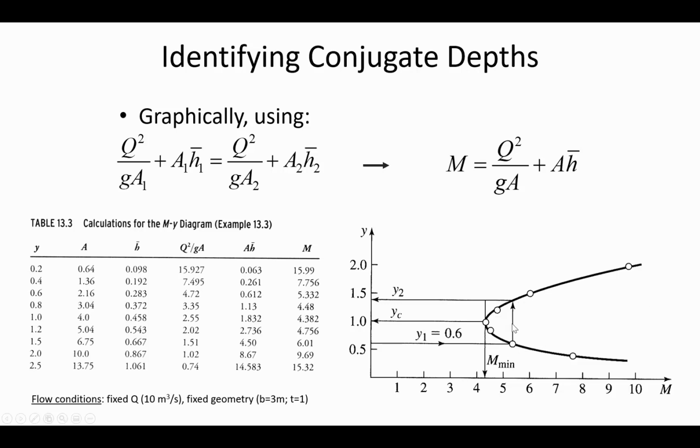So it's saying here the y1 is 0.6, and so here's the 0.6. It has a certain amount of momentum. The other depth is going to be between, so the 0.6 had 5.33. So the conjugate depth is going to be between 1.2 and 1.5. So you could just play around with one of those numbers until you found the goal momentum function that you're looking for from the known upstream depth.